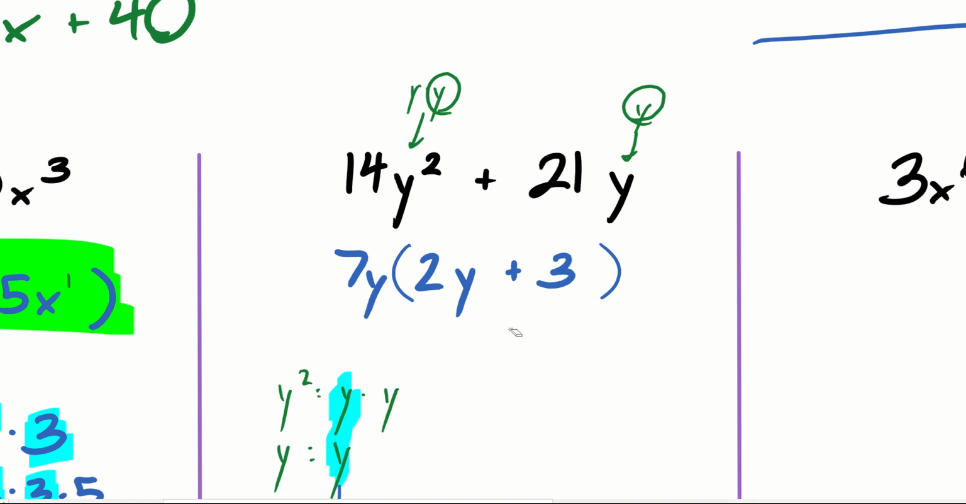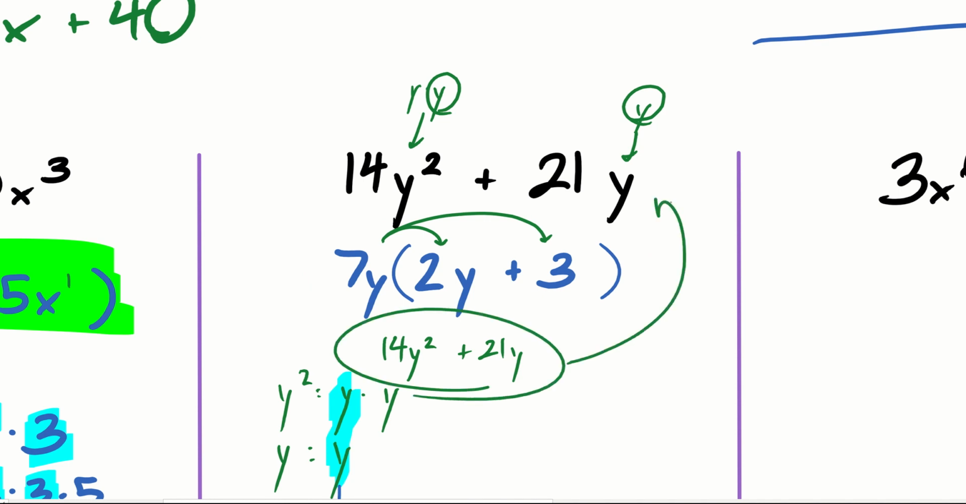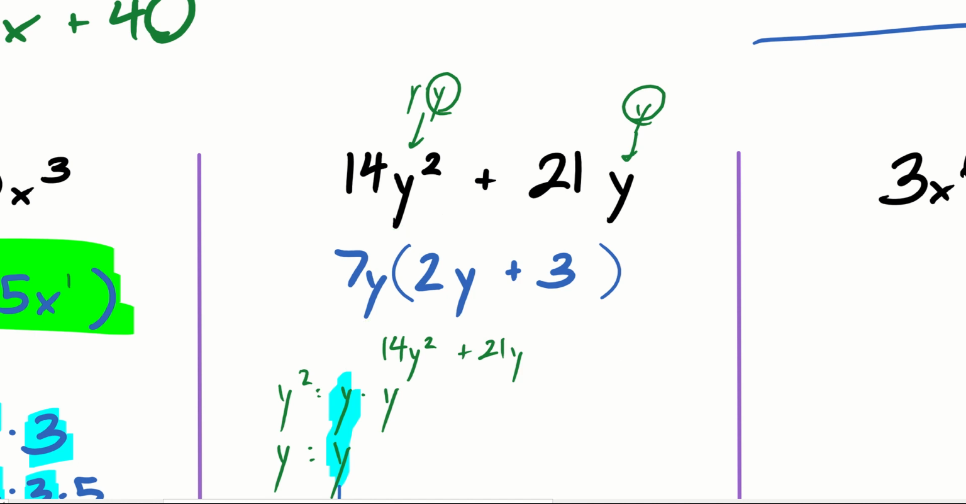And again, if you want to check your work, 7y times 2y is 14y squared, and 7y times 3 is 21y. To check your work, simply distribute. And if you get back where you started, you know you got it right. Again, the green is just the check of your work. The blue, that's the answer we're looking for.